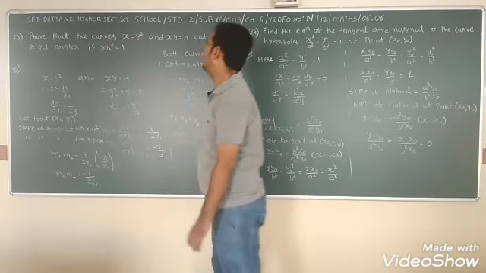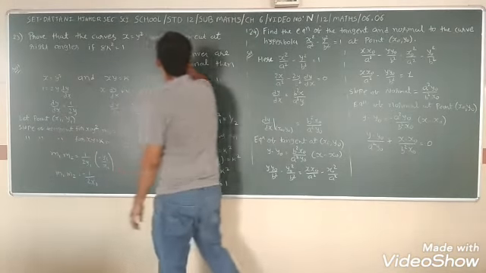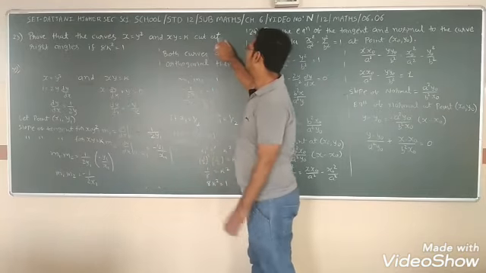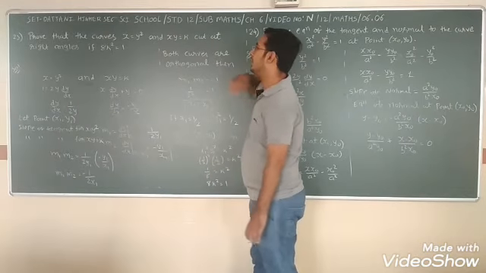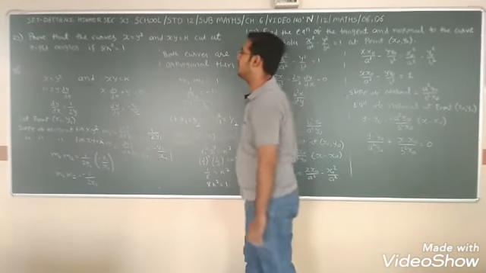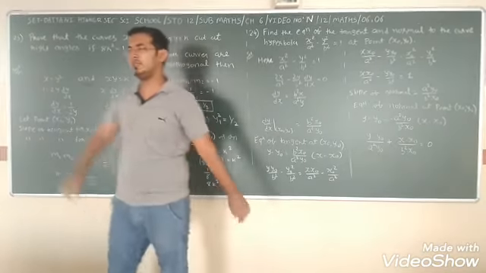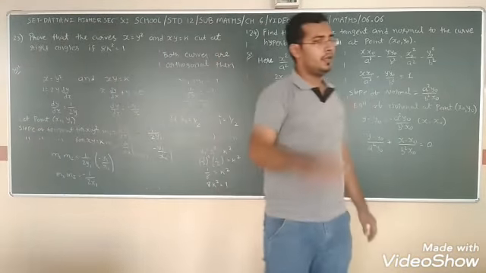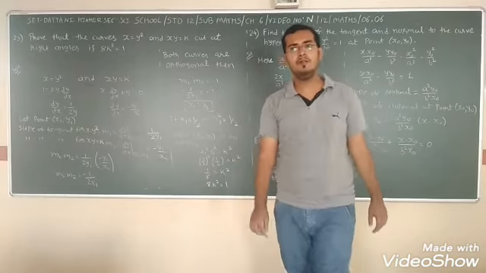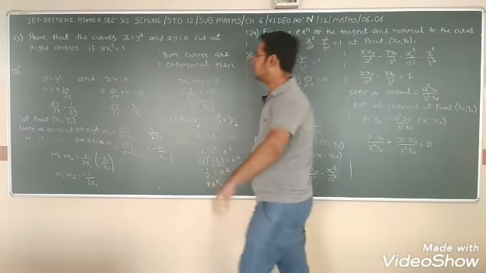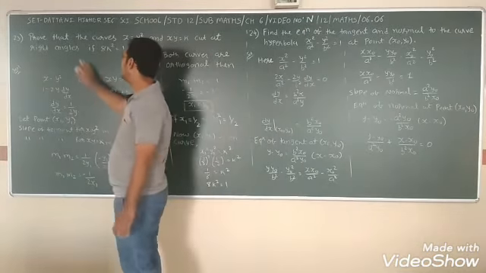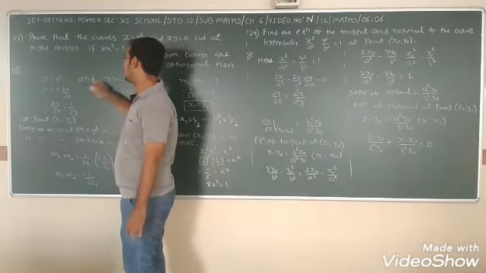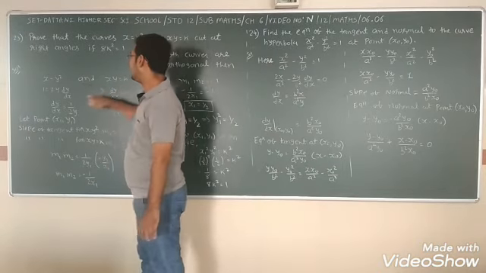Sum number 23. Prove that the curves x = y² and xy = k cut at right angles if 8k² = 1. Right angles mean that the multiplication of both slopes is minus 1, also known as orthogonal. Both curves are orthogonal to each other. So here the two curves are x = y² and xy = k.